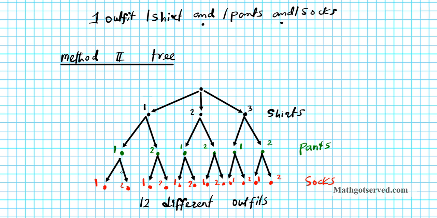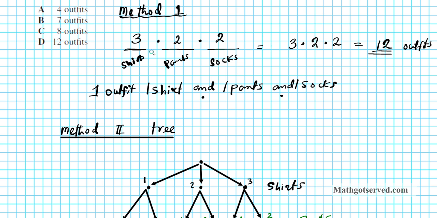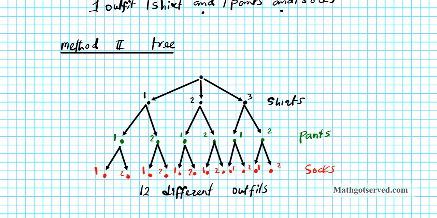So you can see that using the second method, although it's visually appealing, let's say we're dealing with 100 shirts. How can we make 100 arrows? It will be too much, right? So if we're dealing with big numbers, this is the best method to use. Just simply multiply the different numbers of unique items, and then that will give you the correct answer. All right? So that's that.